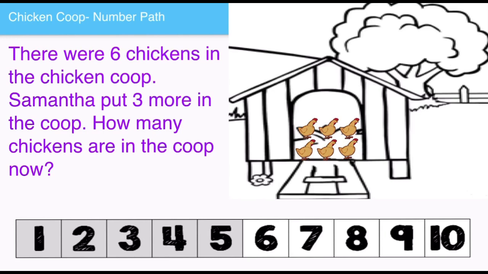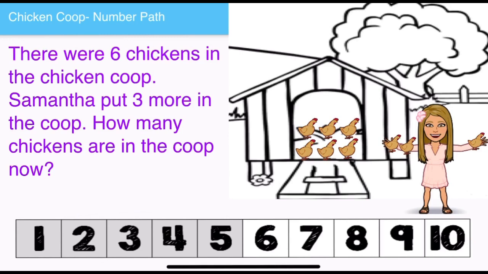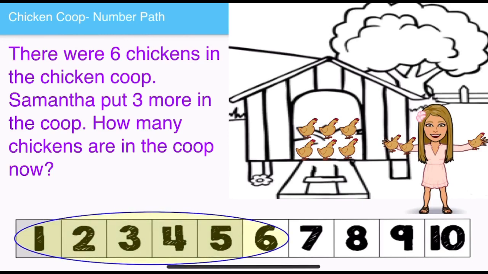6, that's right. So I'm going to circle numbers 1 through 6 on my number path, and I'm going to give you a second to put down 6 counters right in front of you. You may start now, boys and girls. Nice work. You now should have 6 counters in front of you.